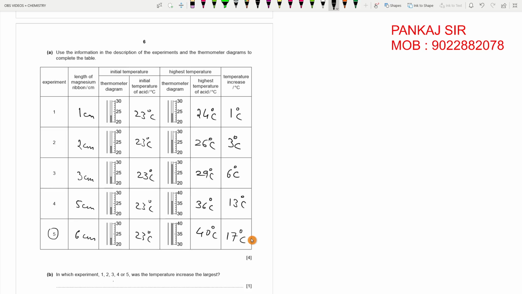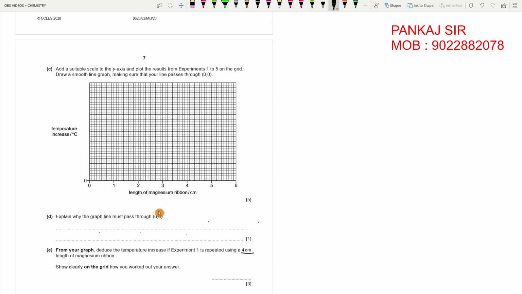Okay. Next question says that add a suitable scale to the y-axis and plot the results from the experiment 1 to 5 on the grid and draw a smooth line graph, making sure that your line passes through 0, 0. Okay. So you can see the y-axis is temperature increase in degrees centigrade, and the x-axis is the length of the magnesium ribbon. On the x-axis, already they have calibrated. Okay, the scale is there. So 1, 2, 3, 4, 5, and 6 centimeter.